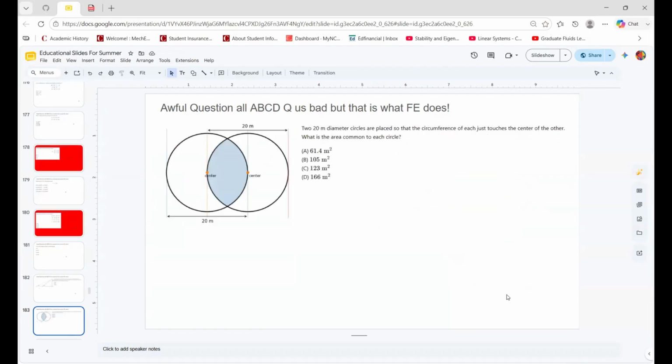Here is a hard one. There are two circles. We have x over here, x over here. The question is, what's the area of the comet in between? What kind of monster made this question? Anyway, they're 20, 20, 20, 20. There's a center over here, a center over here. So this is 5 meters, 5 meters.